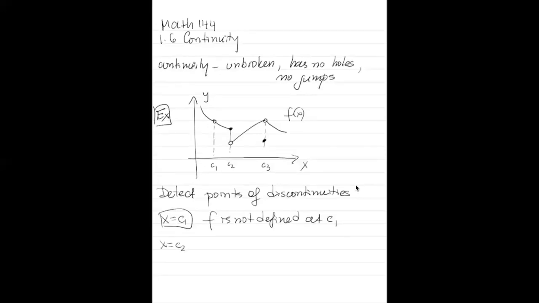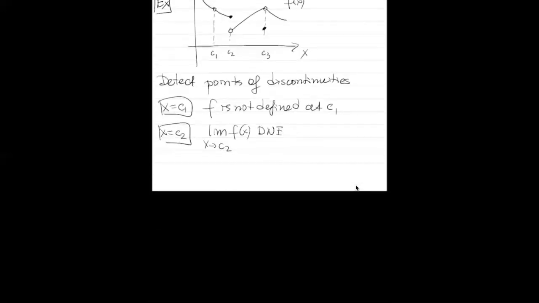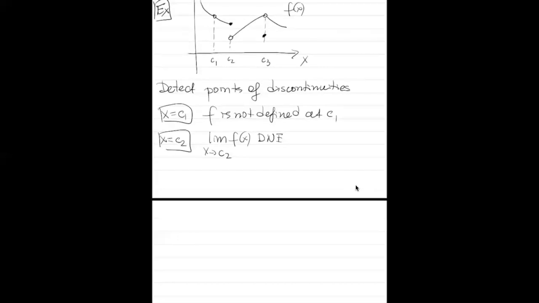The second point, C2, we see that this function is defined at C2 because we have this filled in circle. So the function is defined. However, the limit of the function at that point C2 does not exist because the right hand and the left hand limits are different. So we have this jump. So again, our function is not continuous at C2 because the limit at that point does not exist.